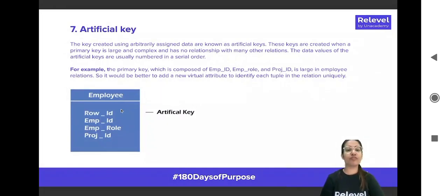The data values of the artificial keys are usually numbered in a serial order. Okay. For example, the primary key, which is composed of, in the previous example, employee ID, employee role and project ID, is large in the employee relation. Okay. So it would be better to add a virtual attribute to identify each tuple in the row uniquely.